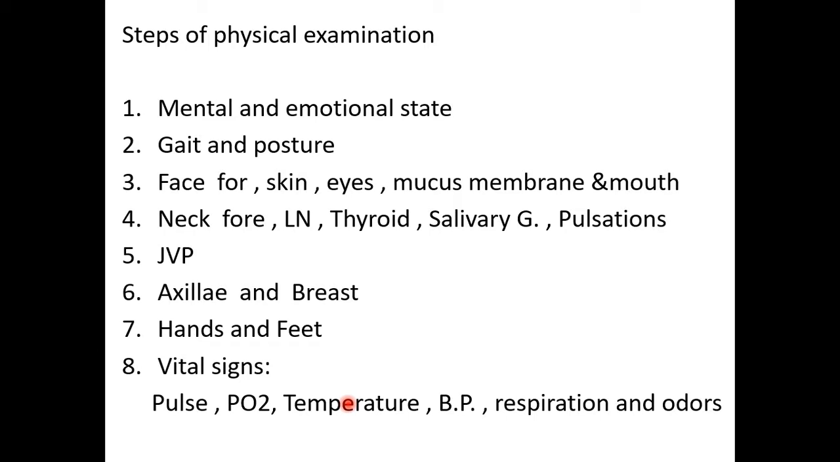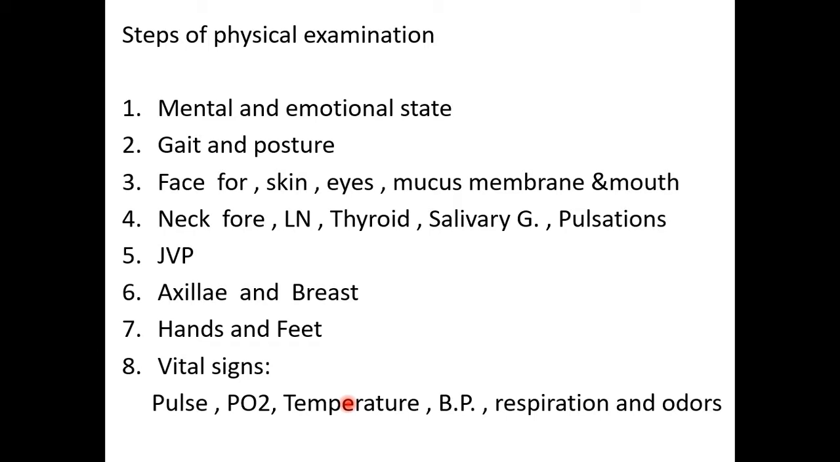Then you have to examine the neck. The neck is very important as part of general physical examination, and in the neck you may have lymph node enlargement, so examine the lymphadenopathies, the examination of the thyroid if the patient has goiter, salivary glands, for example, submental, submandibular, or even parotid enlargement. If the patient has mumps, for example, you may examine the pulsation in the neck. We have both arterial and venous pulsation in the neck.